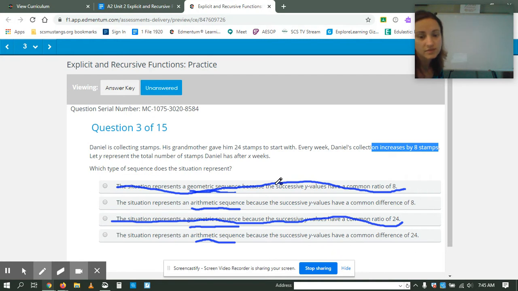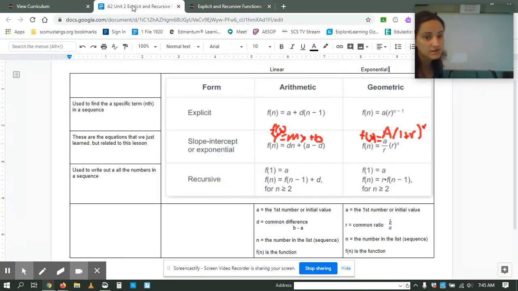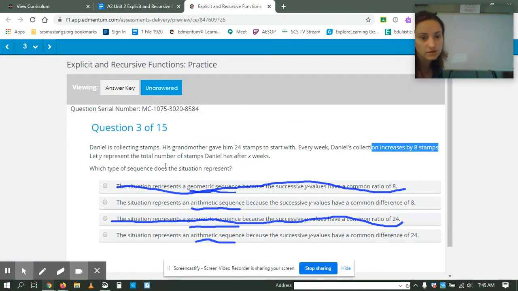And then from there, because the successive y values have a common difference of, it's either going to be 8 or it's going to be 24. So I need to figure out what that common difference is going to be. If I look back at this chart, we find the common difference by doing previous term minus first term. So let's see, we start with 24. We don't have anything to subtract, so we don't want to subtract those two.